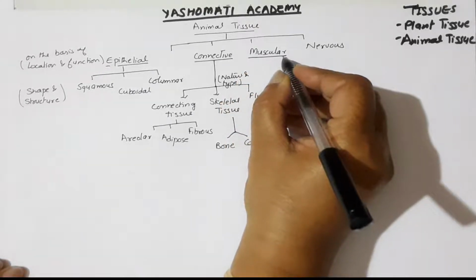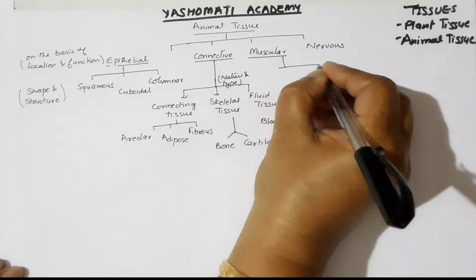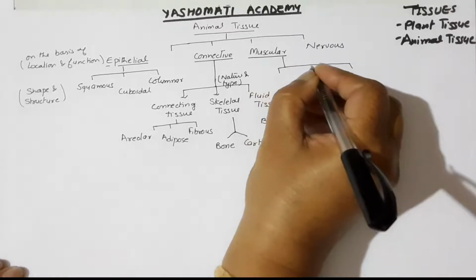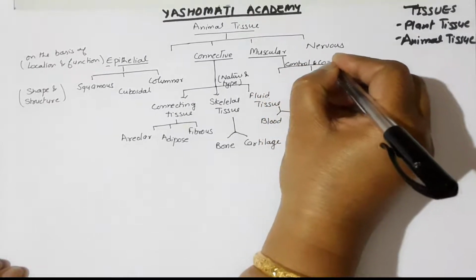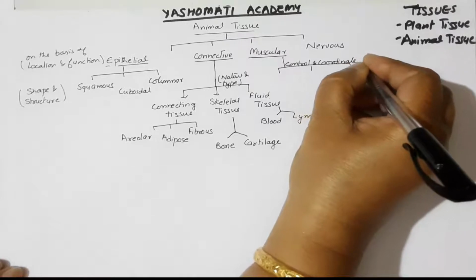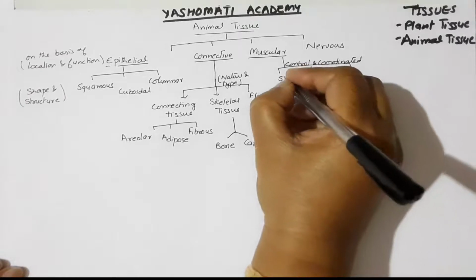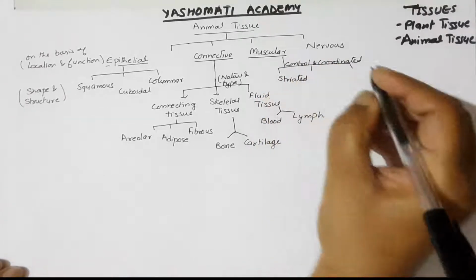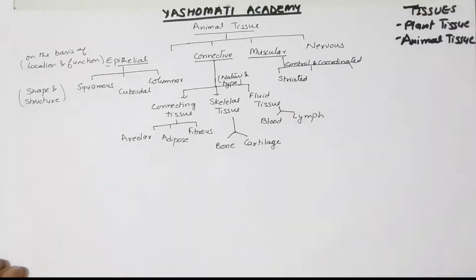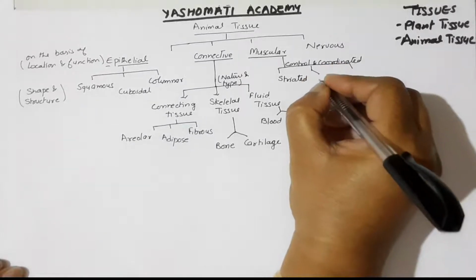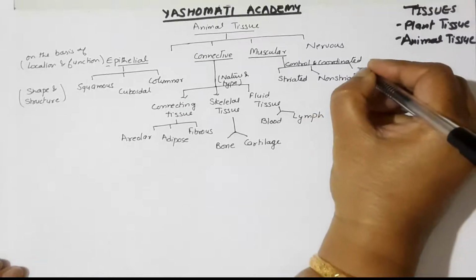Muscular tissue takes its name from muscles, and there are three types of muscles on the basis of how they can be controlled and coordinated. Muscular tissue is further divided into three categories: striated. Striated means having strips, light and dark bands, which are called striations. Second is non-striated, and third is cardiac.